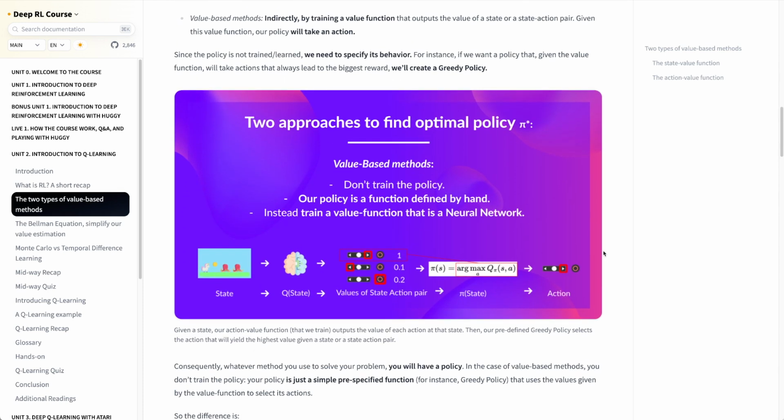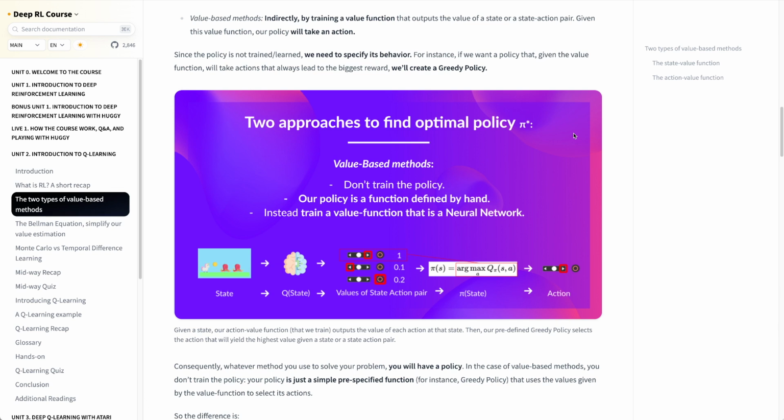In a value-based method, indirectly, by training a value function that outputs the value of a state or a state-action pair, given this value function, our policy will take an action. Since the policy is not trained or learned, we need to specify its behavior. For instance, if we want a policy that, given the value function, will take actions that always lead to a big reward, we'll create a greedy policy. So, two approaches to find an optimal policy pi.